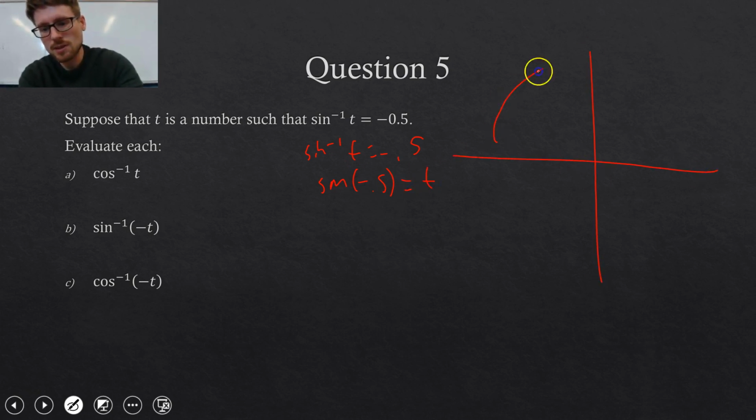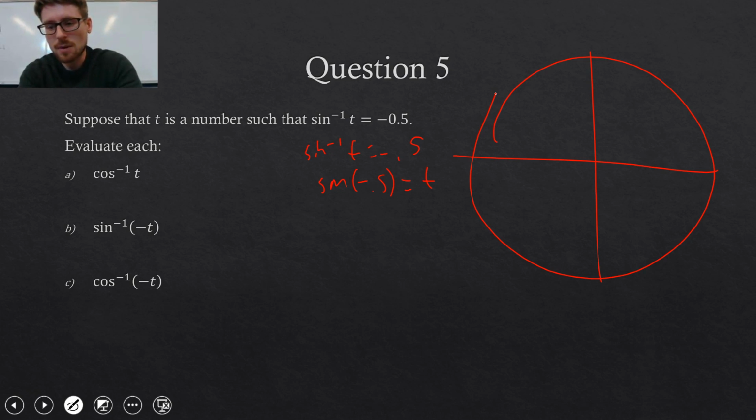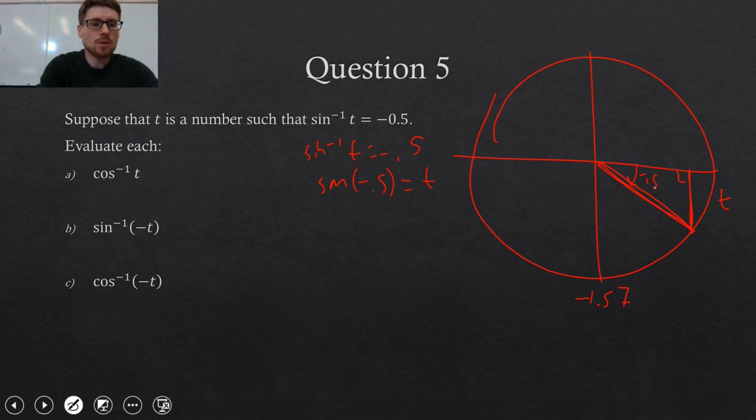So we're going to diagram this. So if we were to diagram this, we have a negative 0.5 radian angle. So that's about a third of the way down because this is negative 1.57. So negative 0.5 is somewhere around here. And so the sine of that angle is t. So here's the sine. That's negative 0.5. Okay? The angle is negative 0.5 and the sine of that is t.